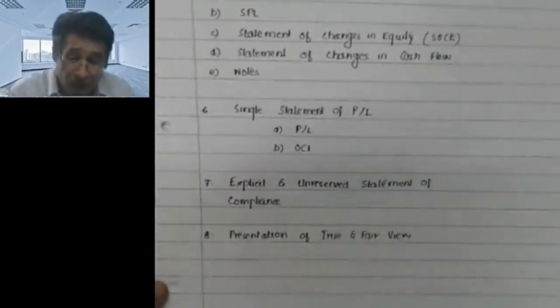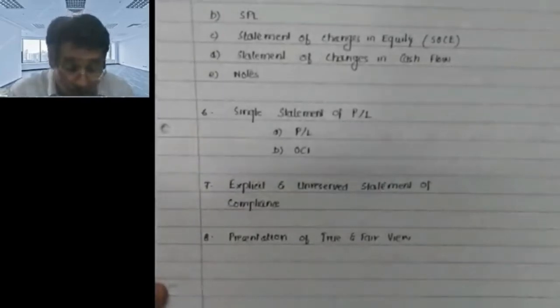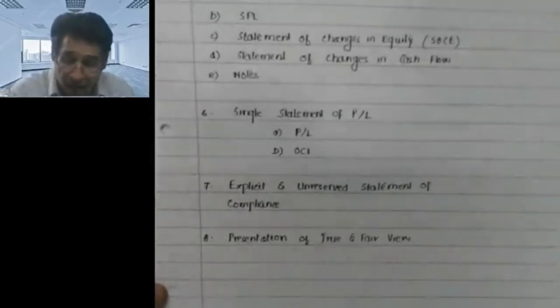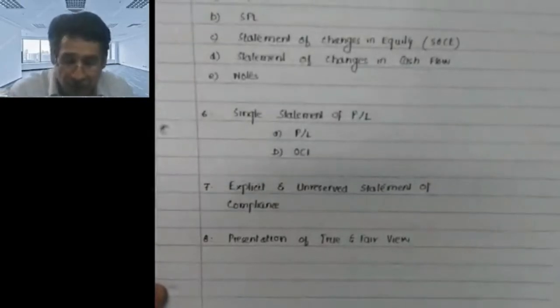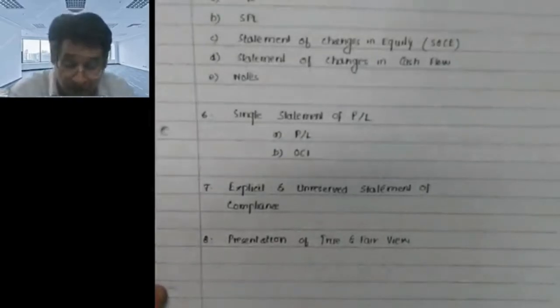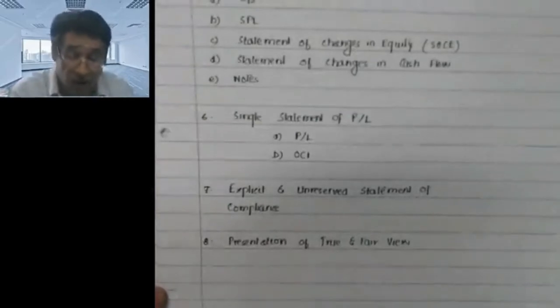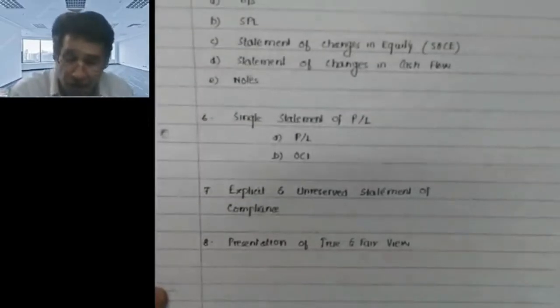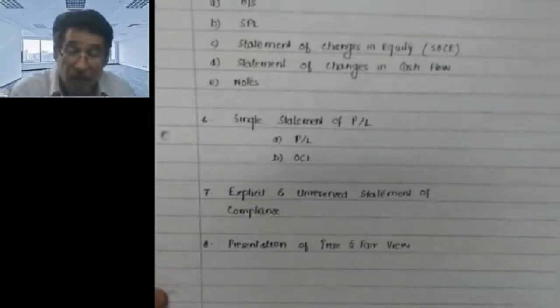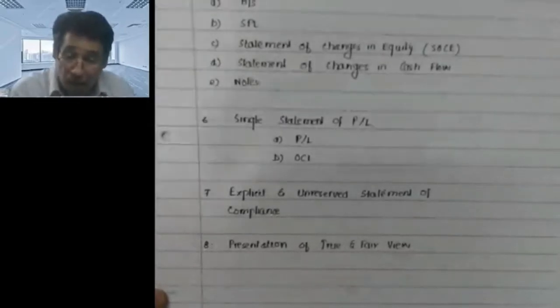Presentation of true and fair view basically means that the entity has selected and applied proper accounting policies in accordance with the relevant standards, and especially with respect to Ind AS 8, because Ind AS 8 deals with the accounting policies and of course with the changes in accounting estimates and errors. That is the idea, number one.